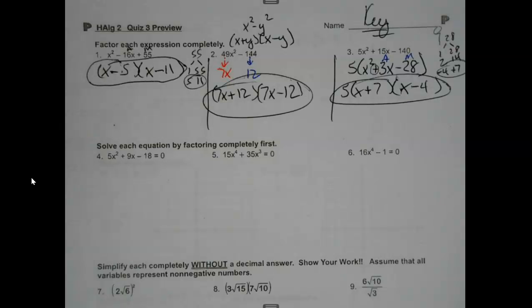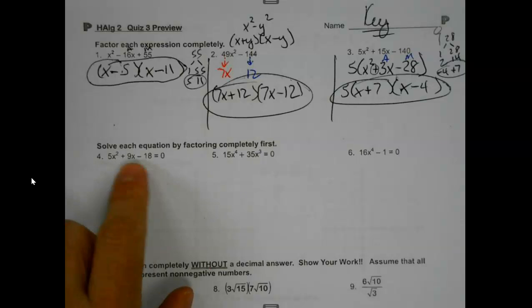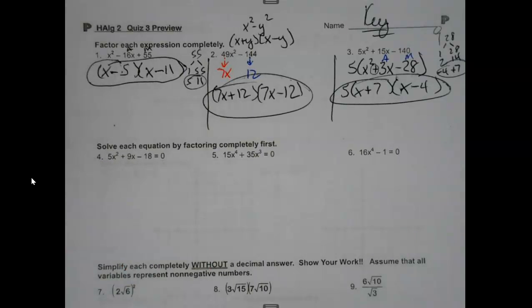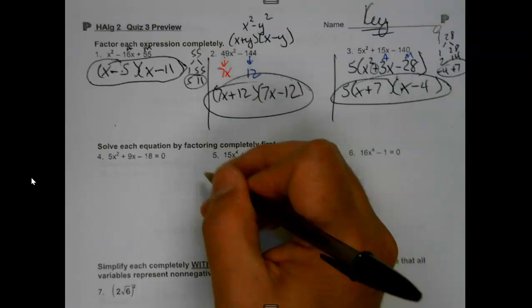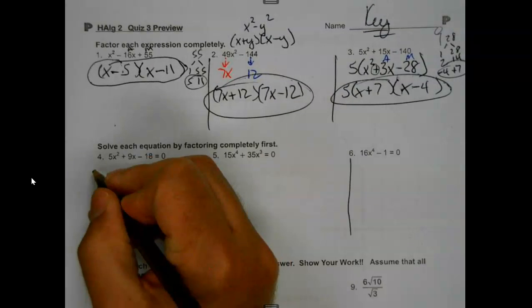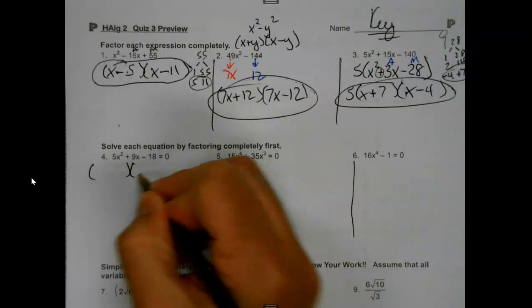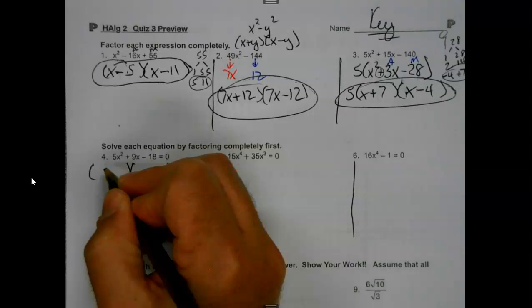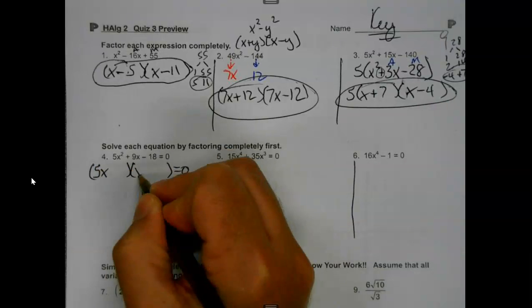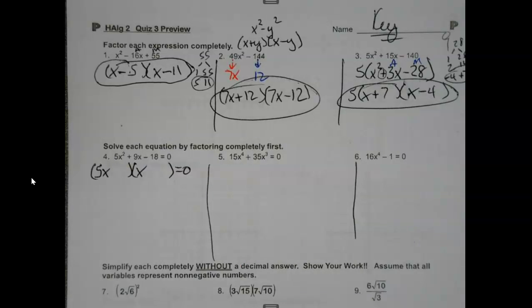Solve by completely factoring first. Okay. Oh dear. Nothing in common. Okay. Choices, choices, choices. To me, guess and check is not going to be bad this time. Why? Because my first term is prime. There's only one choice. It's 5x and x. So this is not going to be bad.